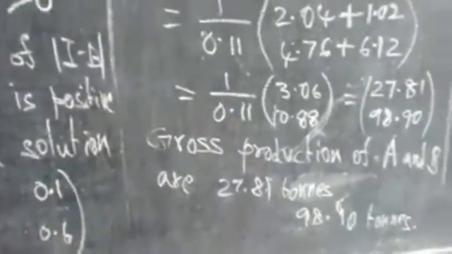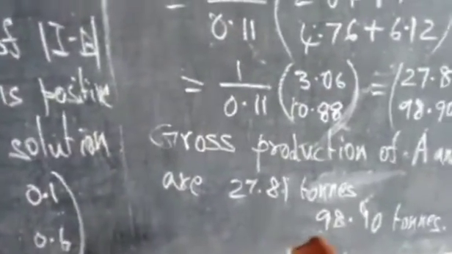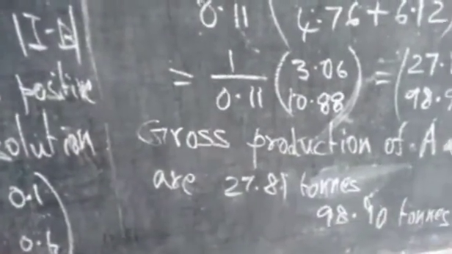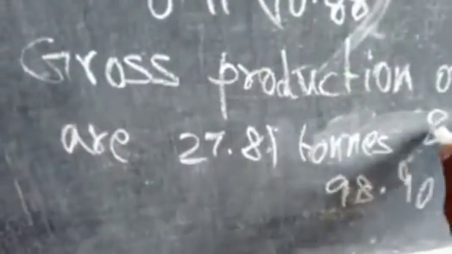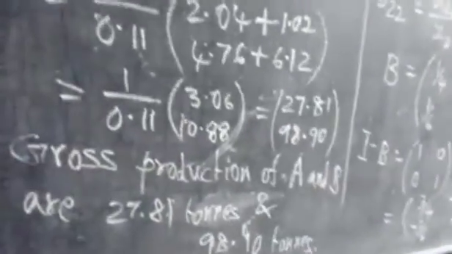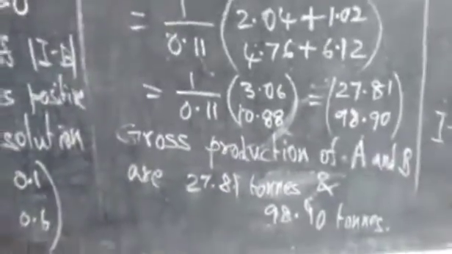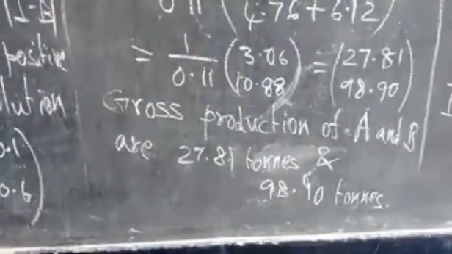Okay. Now shall we write the result? Cross production of A and B are 27.81 times and what? 98.90 times. Okay. I am already saying many times we can use a calculator. But always you have to use an ordinary calculator only. You can't use a scientific calculator.